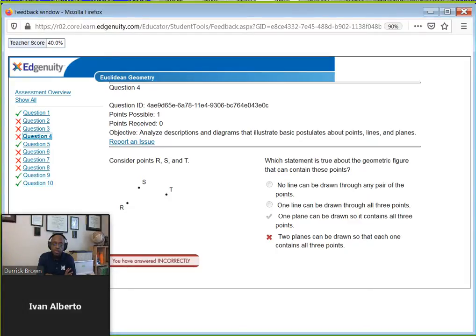Through any three non-collinear points exists... what is it? Oh, a plane contains at least three non-collinear points. Now, how many planes? It doesn't use the word one, but it says a plane, right? Which is just one plane. That's one plane. So I guess if I read my notes right, then I would have gotten it.